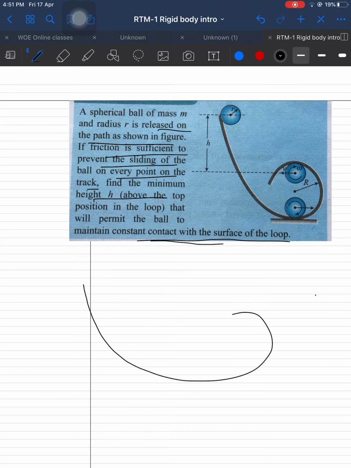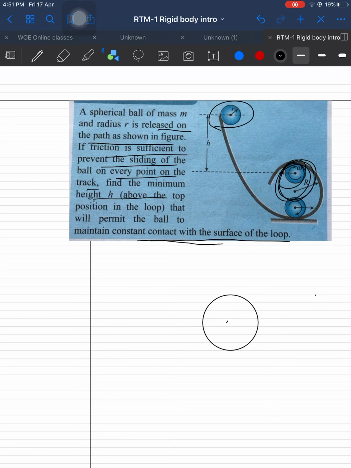First of all, we should consider this like a vertical circular motion. We should not directly start from here. We should start from the lowest point. So the final position, see carefully. At this height also, it will have velocity v. There is a contact point, and there will be a normal force from the surface.